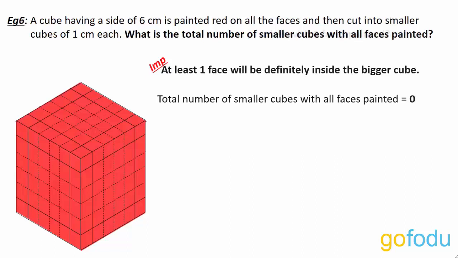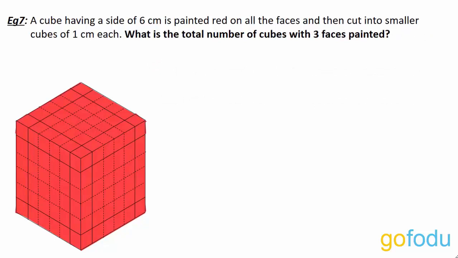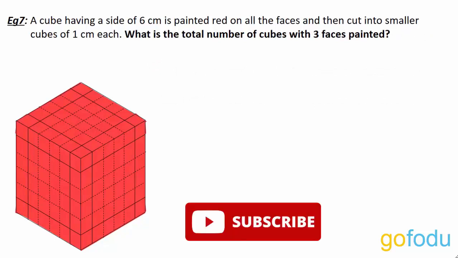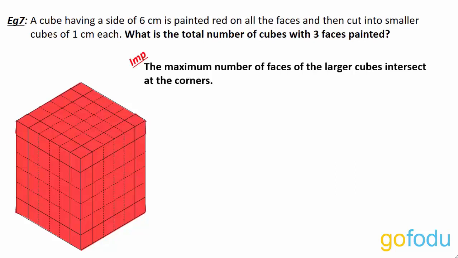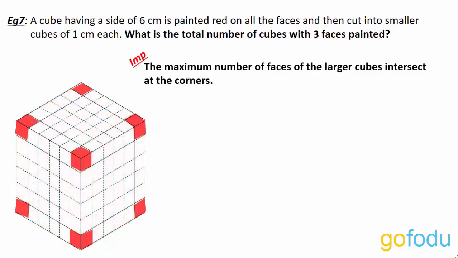Let's look at the next question. What is the total number of cubes with 3 faces painted? Now, for 3 faces painted, look at the corners. The maximum number of faces of the larger cube intersect at the corners. Here we can see that all the 8 corners will have 3 faces painted in red. No other smaller cube will have 3 faces painted. So the answer is 8 cubes.